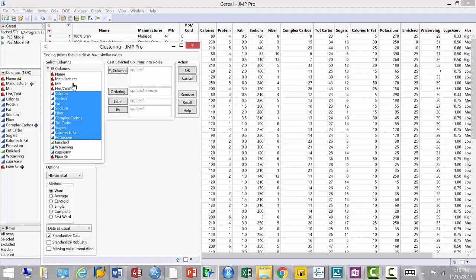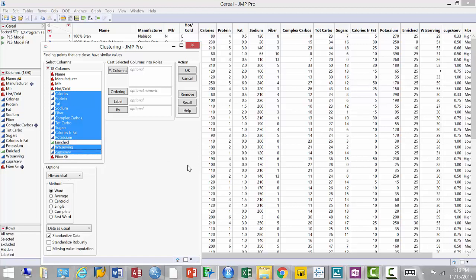You can see that there are others, right? Such as name. Do I want to cluster them by the name? Do I want to use name as one of my variables? Probably not, right? Manufacturer. It's another thing that's probably not important, right? MFR, don't know what that means quite honestly. Hot or cold, that's probably not informative. And then enriched, yes or no. These things I'm going to skip, right?